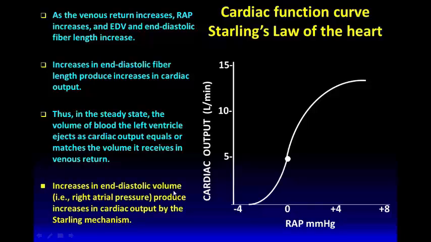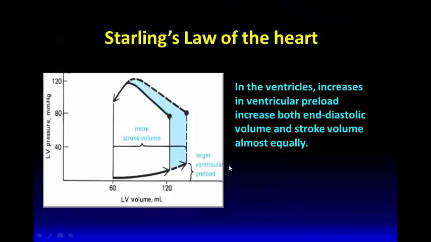Increases in end diastolic volume, increases in right atrial pressure, produce increases in the cardiac output by the Starling mechanism, as we explained in the previous slides. Now let's describe the effect of preload on stroke volume using the left ventricular volume pressure loop, which was described in the two lectures on the cardiac cycle.